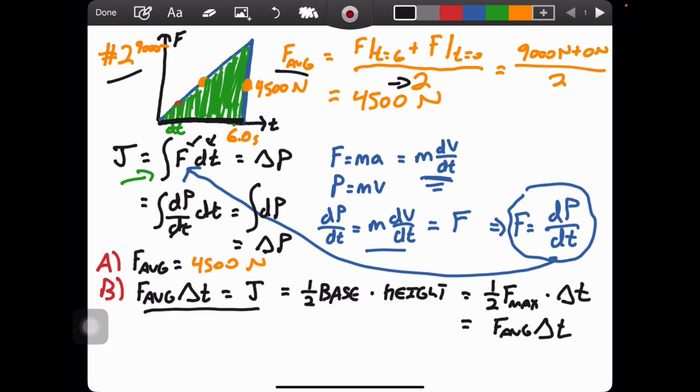And then if you think of it as the area under the curve, you can think of the base of the triangle as going from 0 force to 9,000 newtons force. So half of the base is 4,500 newtons. That's what I have written right here. And then the height, if you consider the up and down from 0 to 9,000 newtons is the base, the height is going to be from 0 to 6 seconds. So a little calculus in there.